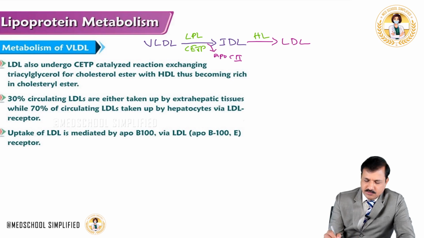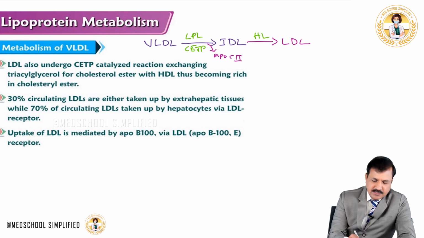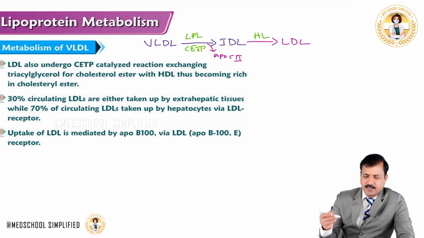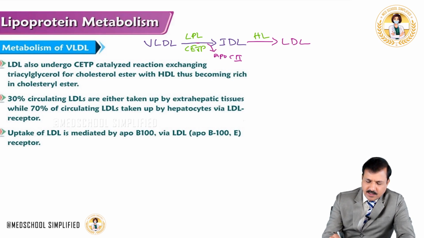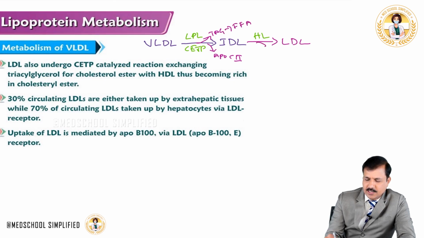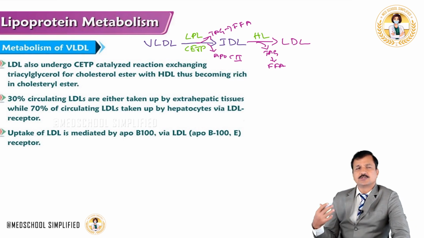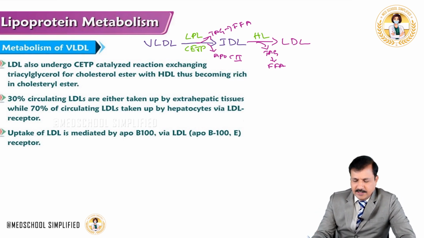So during this process what happens? There will be loss of triacylglycerol. Basically triacylglycerol is degraded. I'll write it as triacylglycerol going out as free fatty acid. Here also IDL is losing triacylglycerol, TAG going out as free fatty acid. So it is losing triacylglycerol and LDL is made.